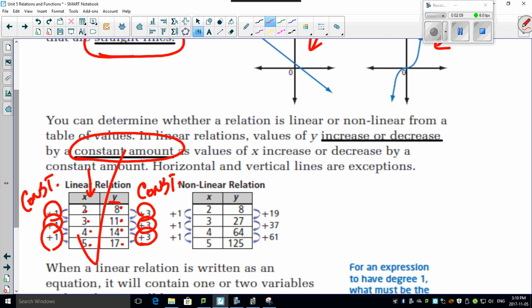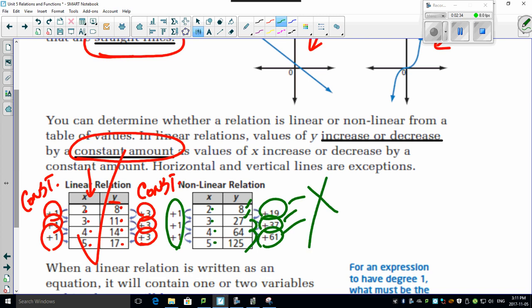Cool, right? Now, don't be fooled, because even though this is going up 2, 3, 4, 5, it looks like they're going up one at a time. Check this out. This goes from 8 to 27, which is a difference of 19, whereas going from here to here, look at this, it's a difference of 37. From going to here, it's a difference of 61. These are not constant, so guess what? Not linear.